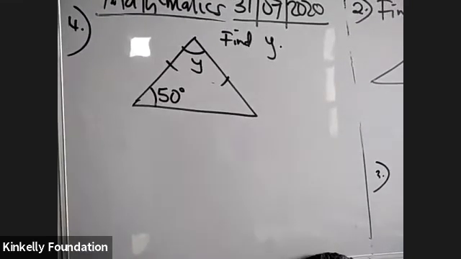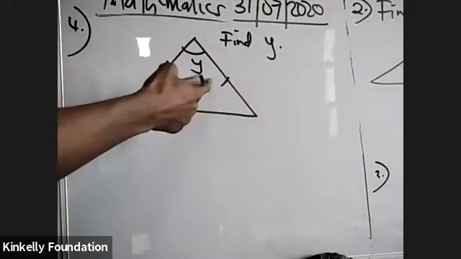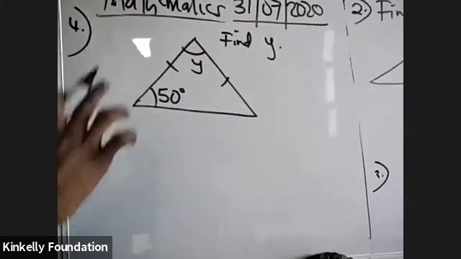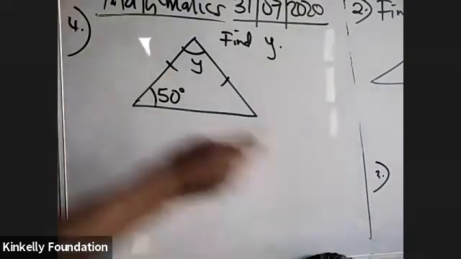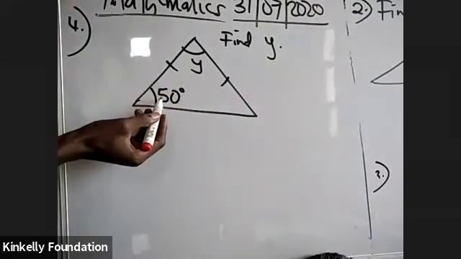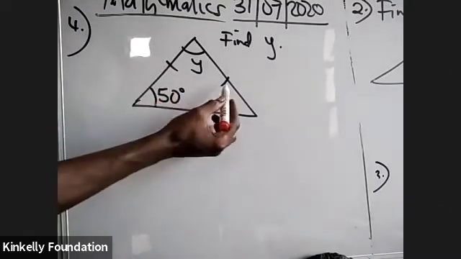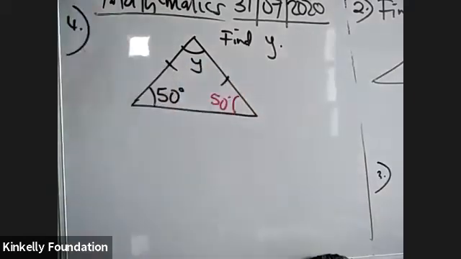In solving this problem, you recall that it is only in an isosceles triangle that you can be given one angle and be able to find the rest. Now, having noted that this is an isosceles triangle, you note also that since this angle is 50 degrees, this base angle here is also 50 degrees.